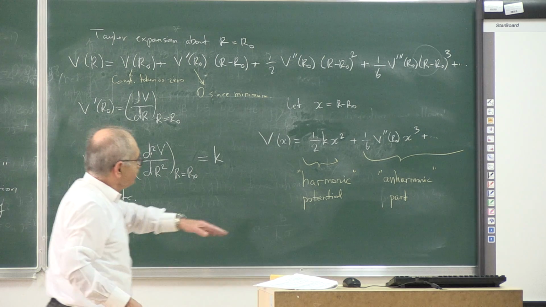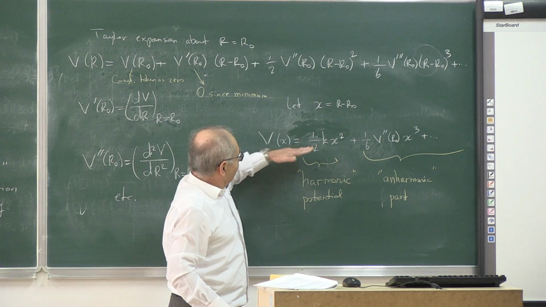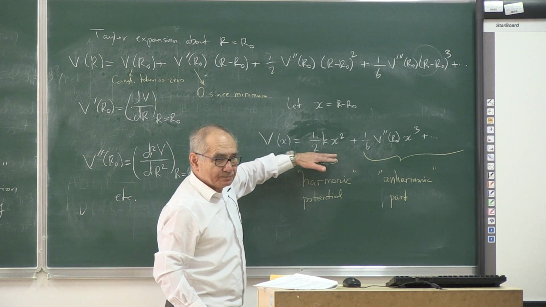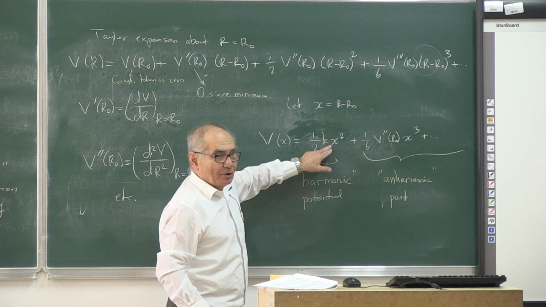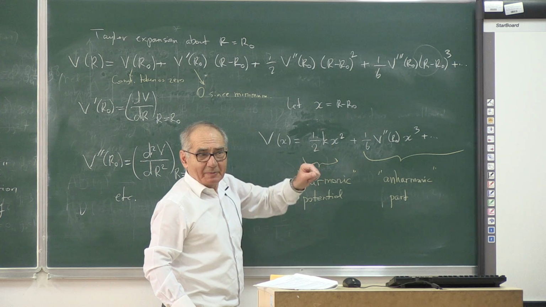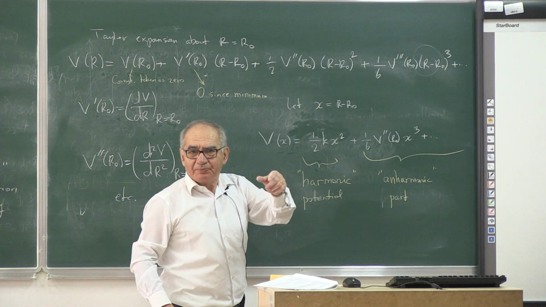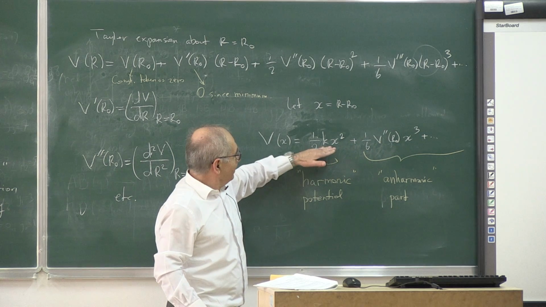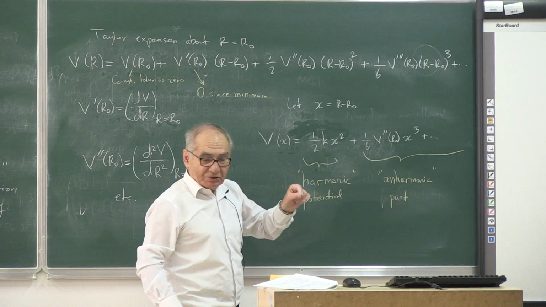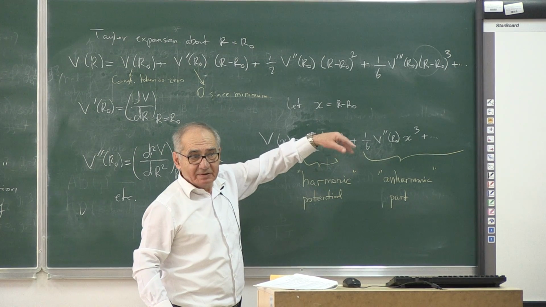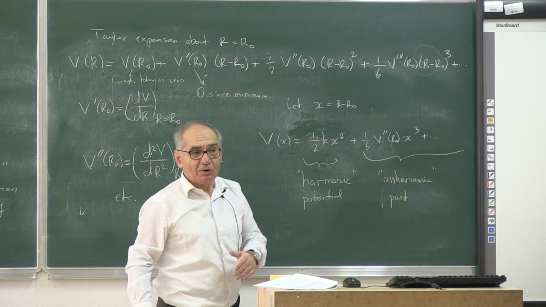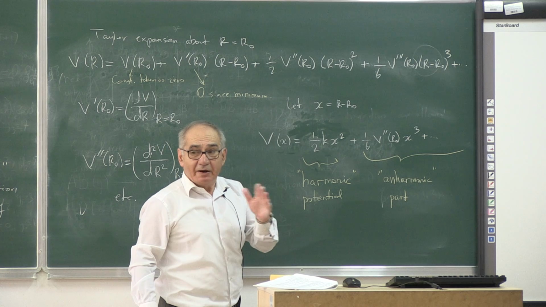What is the definition? You look into this series expression. There is just one term which depends on square of x. Remember, x is our variable here, vibrational variable. This part is called harmonic potential. The rest, which contains x cubed, x to the 4, and so on, is called anharmonic part.